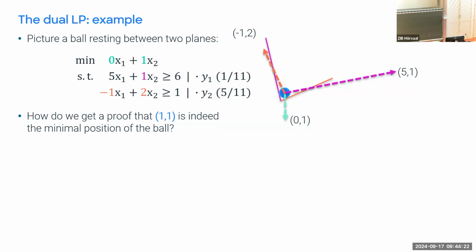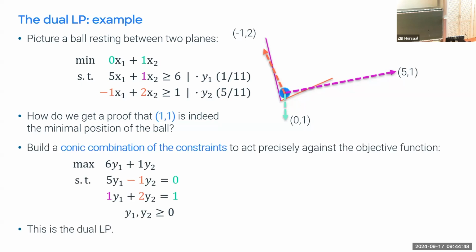Yes, very good. So 5 over 11 for the second and 1 over 11 for the first. And then you see 5 over 11 minus 5 over 11 cancels out to 0. And here we get 11 over 11, which is 1. Okay. So this is the dual solution to this linear program. This is a proof that the bound cannot be lower.